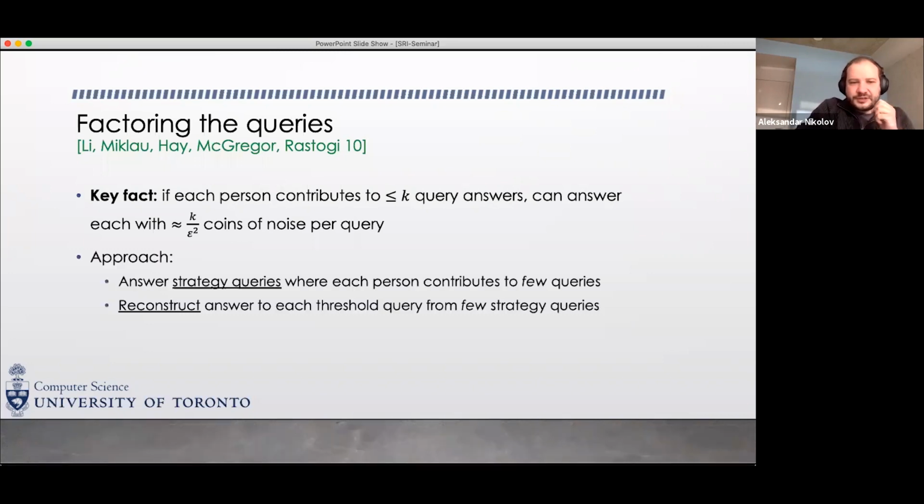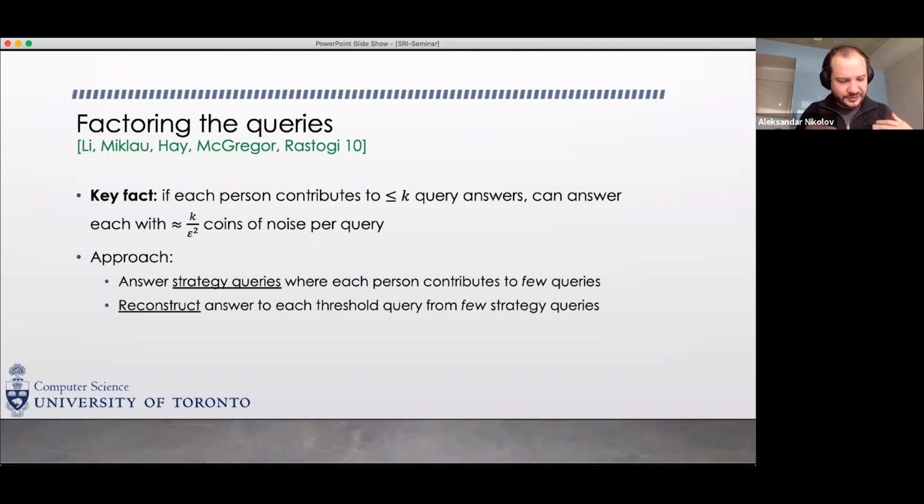And the way you use this is, instead of answering the original queries that you're interested in, you come up with a set of strategy queries where you design the strategy queries so that they have this property that any person contributes to the answers of only a small number of queries. Basically, for any person, there are only a few queries that have anything to do with that person, that reveal any information about that person.